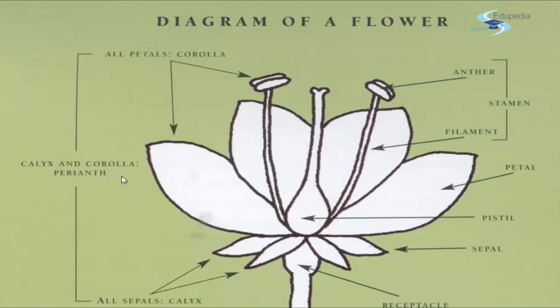So calyx and corolla form the perianth. These are petals. These are sepals, and all the sepals collectively are known as calyx. And calyx plus corolla is equal to perianth.